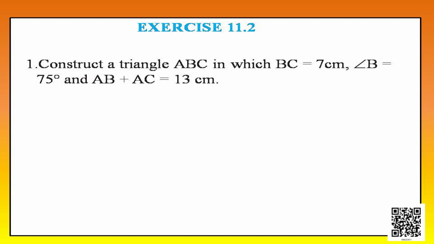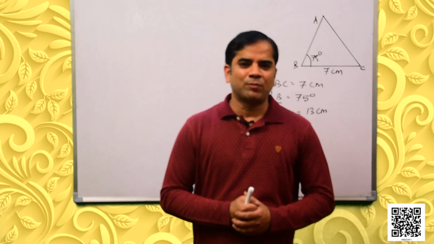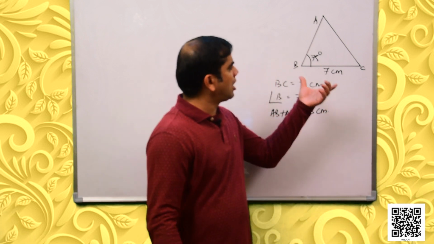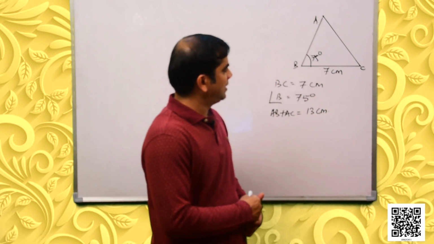Students, question 1 says: construct a triangle ABC in which BC is equal to 7 cm, angle B is equal to 75 degrees and AB plus AC is equal to 13 centimeters. We have to construct this as per the steps of construction 11.4. Let me draw a rough diagram first, and then we will go ahead with the steps.